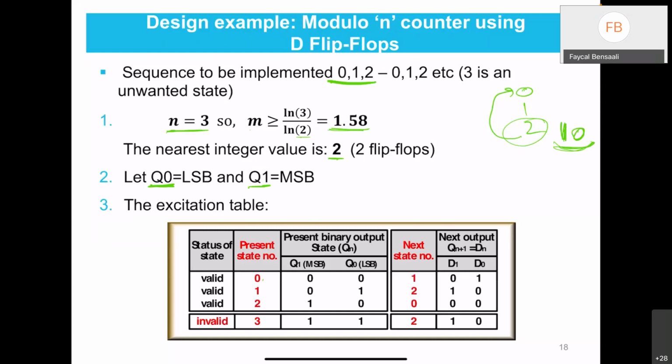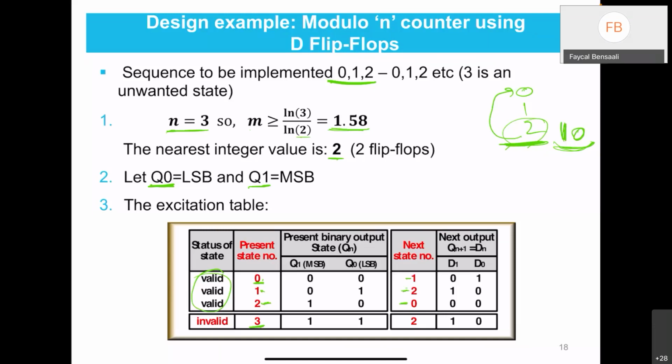Again, so I'll have state 0, state 1, state 2. Those are valid states. I call them here valid. And then I added state 3. I don't need state 3, but I need to consider it in my excitation table. 3. It's invalid. Right? And then if I am in 0, I need to go to 1. If I am in 1, I need to go to 2. If I am in 2, I need to go to 0, not to 3, right? This is what I want to do. 0, 1, 2, 0, 1, 2. That's what I need to do.